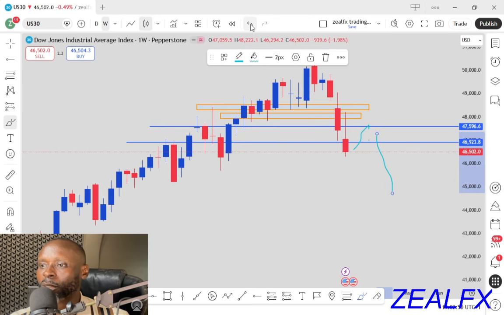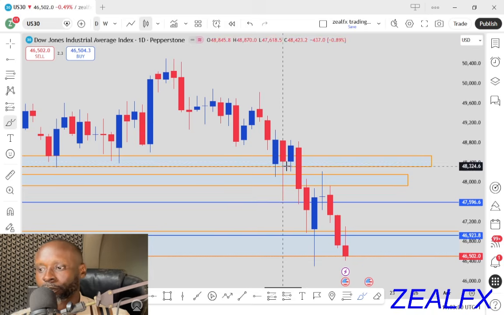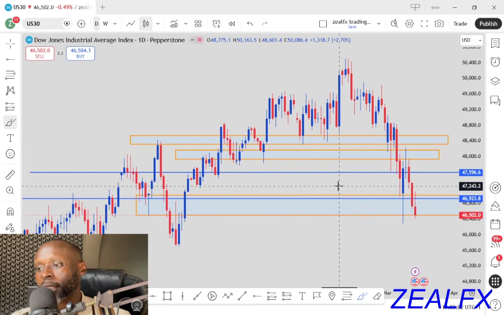So we expect price to retest these levels before we can start looking for our selling opportunity on the US30 this week. So let's go back to the daily chart of the US30. On my daily chart, you can clearly see that price on the daily chart and the weekly chart are in line. They are indicating a price reversal before we start looking for possible selling opportunities on the US30.